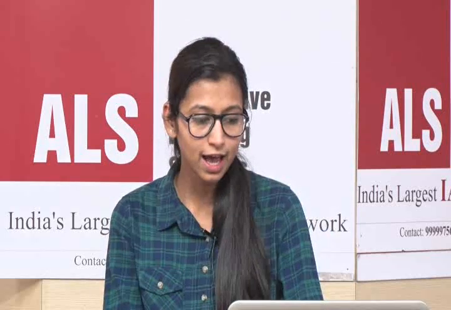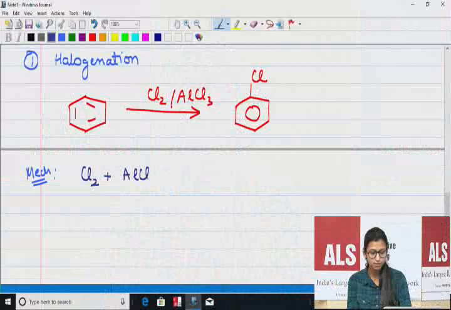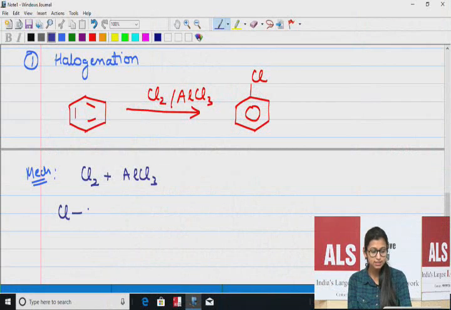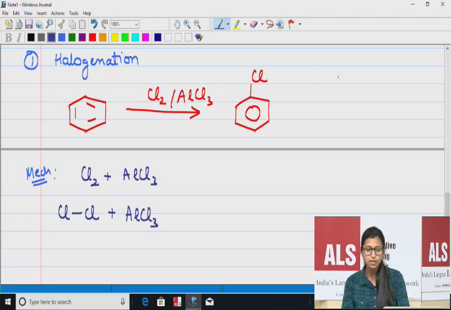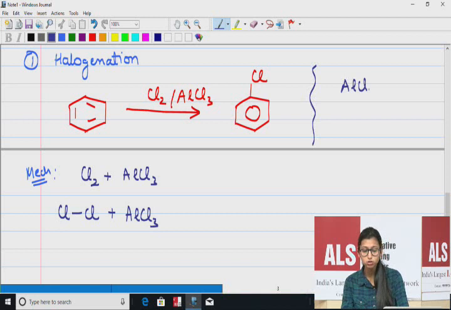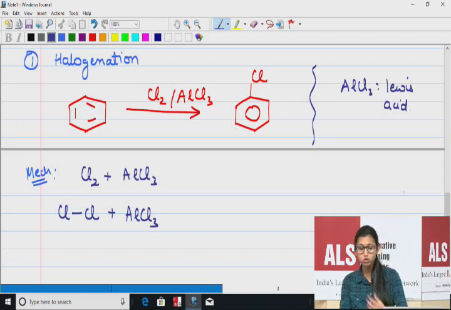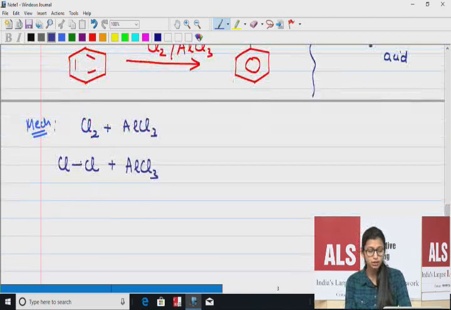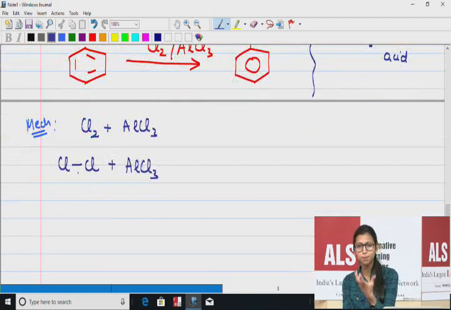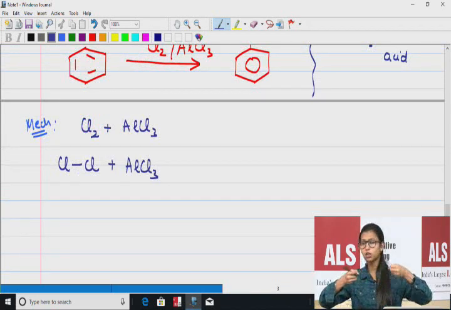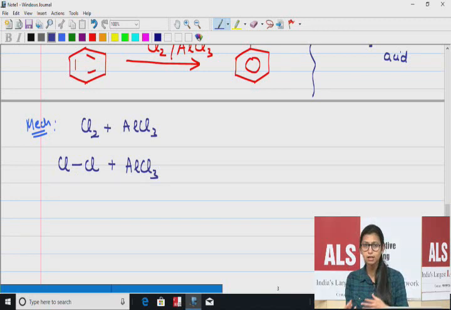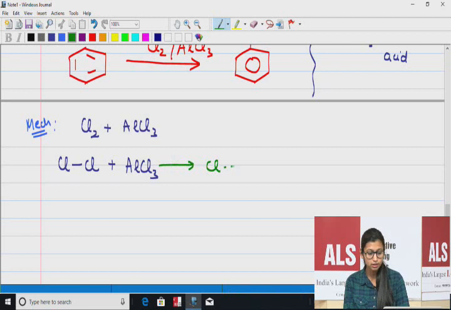Let's say I have a reaction with Cl2 plus AlCl3. See what will happen here. Cl having the bond like this, and I have AlCl3. Now you know what AlCl3 is? AlCl3 is a Lewis acid. It wants electrons, okay? Cl2 is a non-polar compound, the two Cl are having a single bond, no electronegativity difference is there. But in the presence of AlCl3, what will happen?